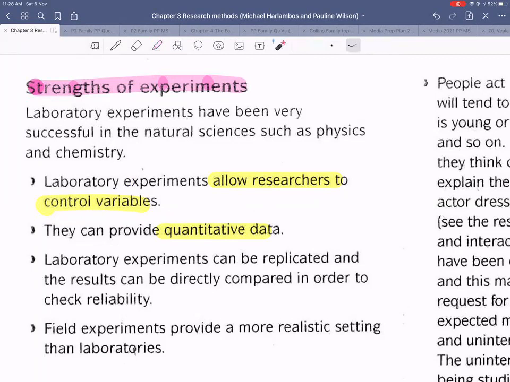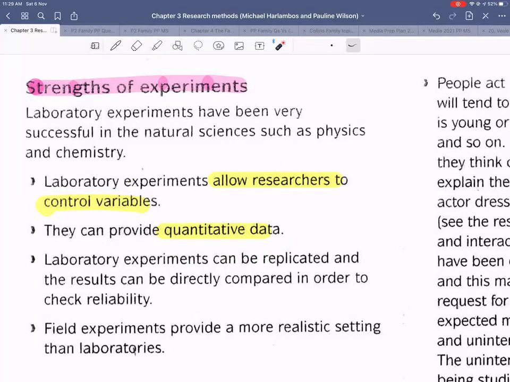To start off with strengths, the first strength could be, if you're talking about a laboratory experiment, it would allow researchers to control environments. Remember, we're talking about an artificial environment over here. If you're talking about an artificial environment, the chances of you being able to control whatever's happening around would be more. Get it? The second one, the likelihood of you being able to gather quantitative data is again more. Numeric data, hypothesis, we discussed all of this on the previous page.